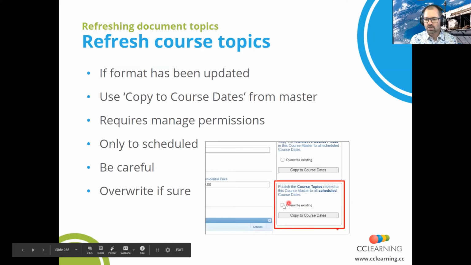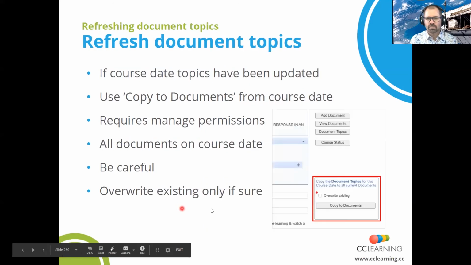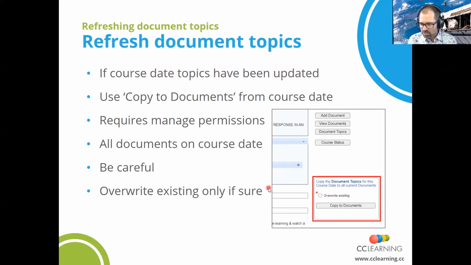So we can click on override existing if we need to, which I think we would in this case, and we can copy to course dates. Once we've done either of those steps, we now know that we've got the correct data on the course date. So the course topics are correct. You may need to listen to the video a couple of times, but the course topics are correct. So once we've updated the course date topics, we use the copy to documents from the course date. That's the function here.